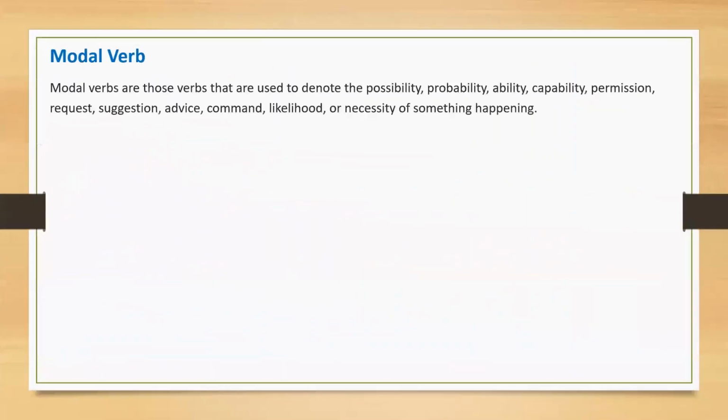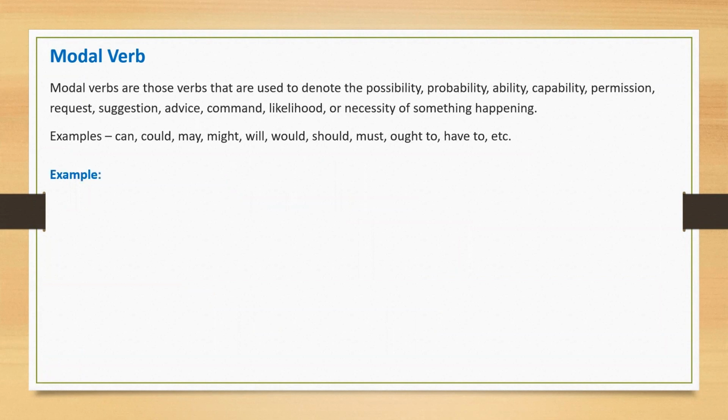Modal verb. Modal verbs are those verbs that are used to denote the possibility, probability, request, command, or necessity of something happening. Examples: can, could, may, might, etc. Let's consider sentences with modal verbs. Judging by the clouds, it might rain today. In this sentence, modal verb might is used to express possibility of rain.